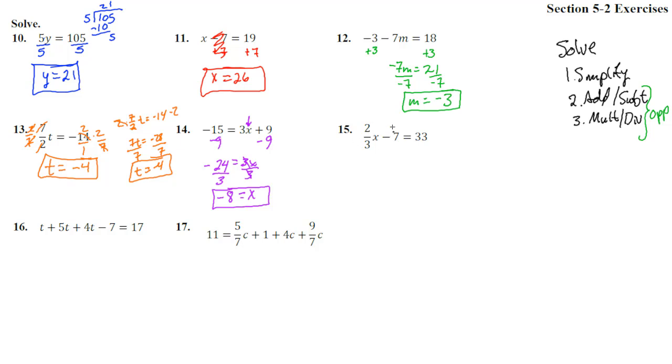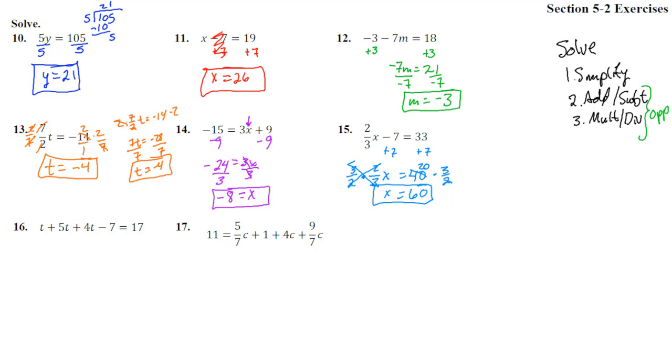Next one, number 15. We've got to get rid of the 2/3 and the 7. So get rid of the addition subtraction first. So add 7 to both sides. We get 2/3 x. That is now gone, equals, what is that, a 40? Yeah. So again, you could times by 3 and then divide by 2, or we can divide by 2/3, which is the same as timesing by the reciprocal 3 halves. Timesing by 3 halves, gone, gone. X equals, let me see, 40 divided by 2 is 20. 20 times 3 is 60.